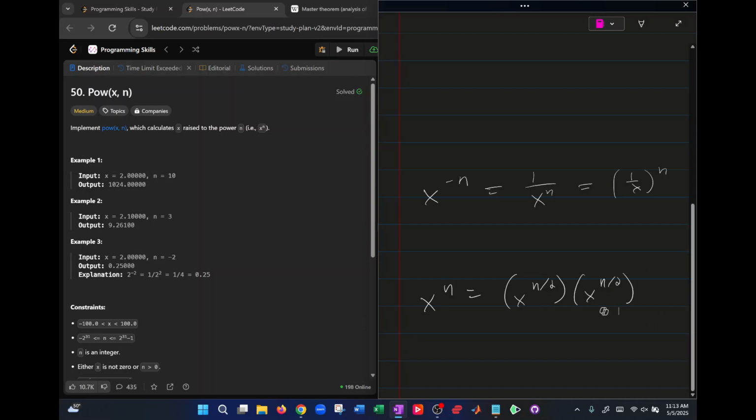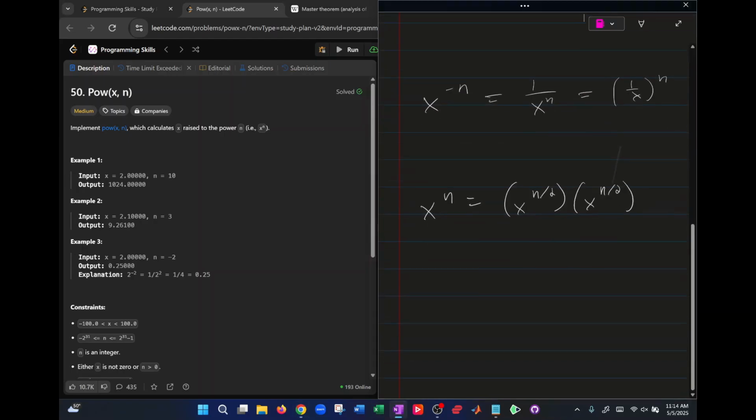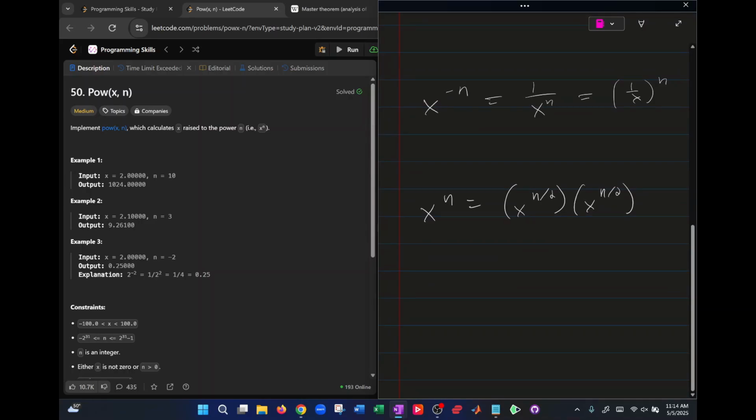So this actually makes our lives easier, because we only need to compute x to the n over 2 once and then multiply it by itself to get to x to the n. And so we want to have our solution use this factorization to our advantage. And basically this comes down to recursion. We want to think about, okay, if we were to actually implement this, how would this look?